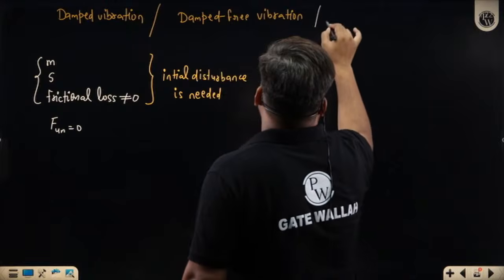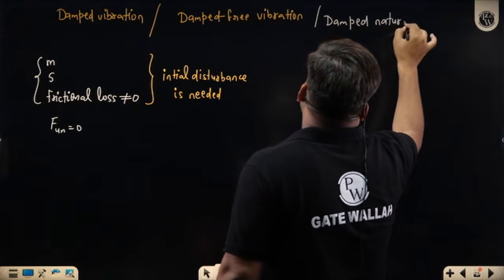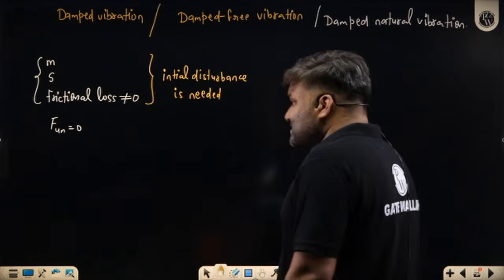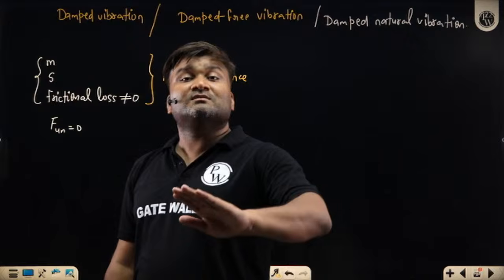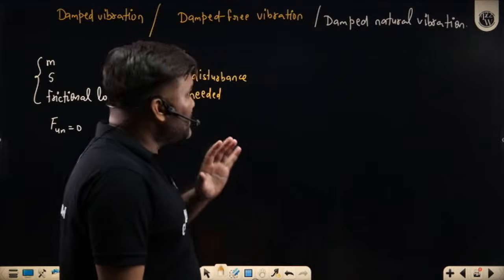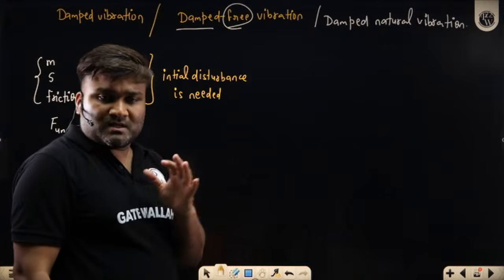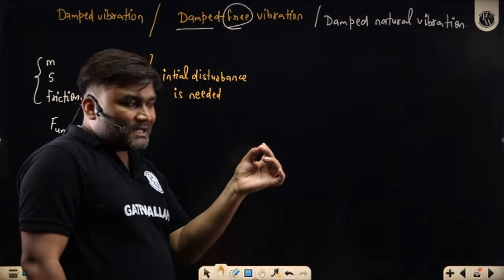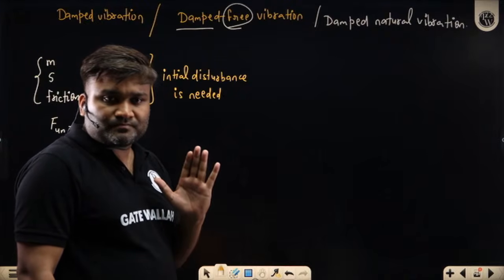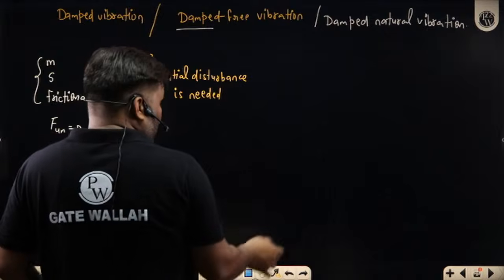damped natural vibration. Damped, damping is there, friction is there. Natural vibration means the system's natural tendency. Whatever the system wants, it is doing. Why damped free vibration? Free means it is free from any kind of unbalanced forces. Once you have disturbed this setup and released it, it is doing freely whatever it wants. Is this clear or not? So every word, I hope you are clear with the meaning.